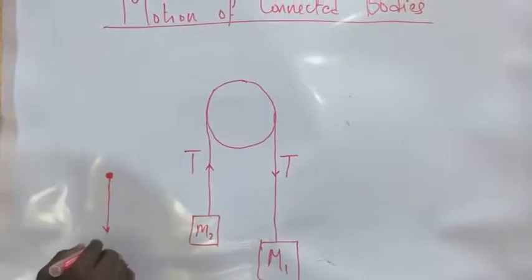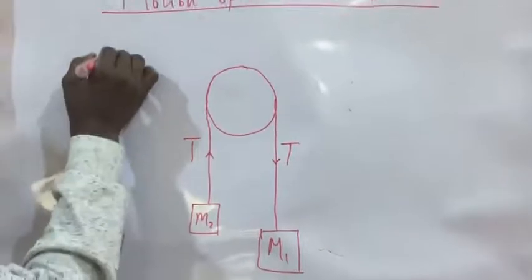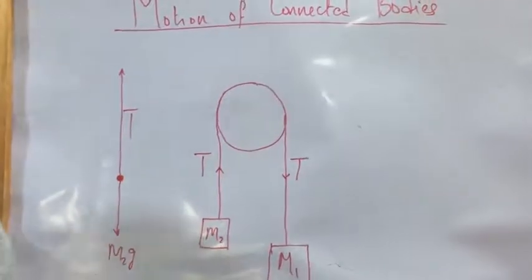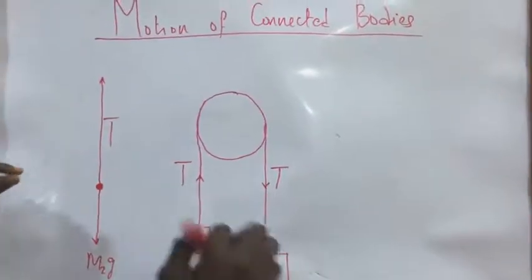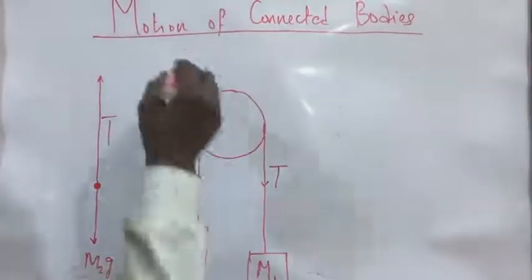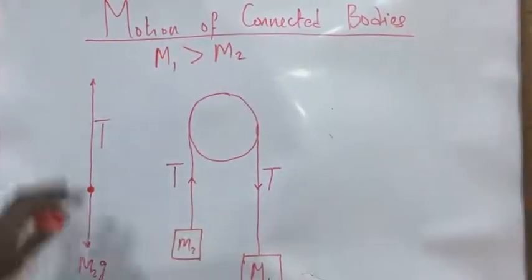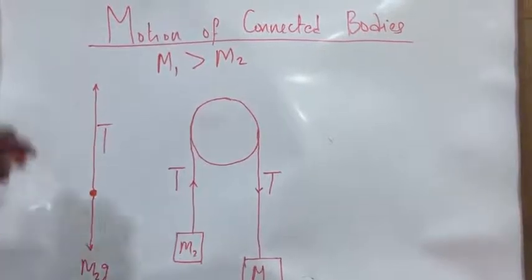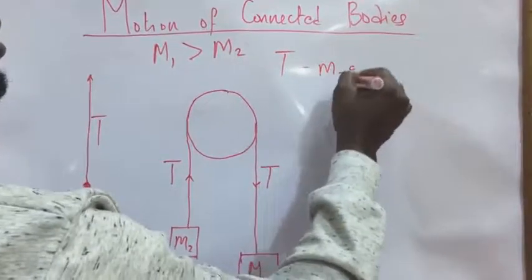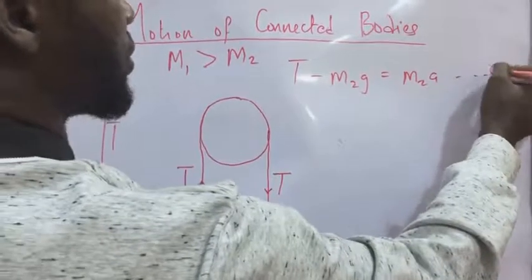Now, for the body connected here, the first diagram shows that for this body there is a weight, which we call M2G. There is a tension, T, which must be greater than M2G. Why is the tension greater than M2G? Because the body will accelerate in this direction, assuming M1 is greater than M2. So the tension must be greater than this.